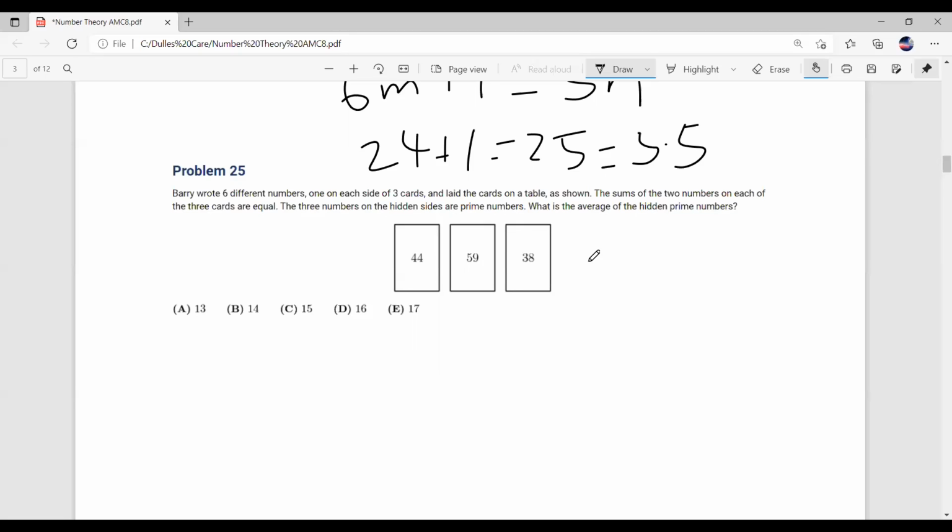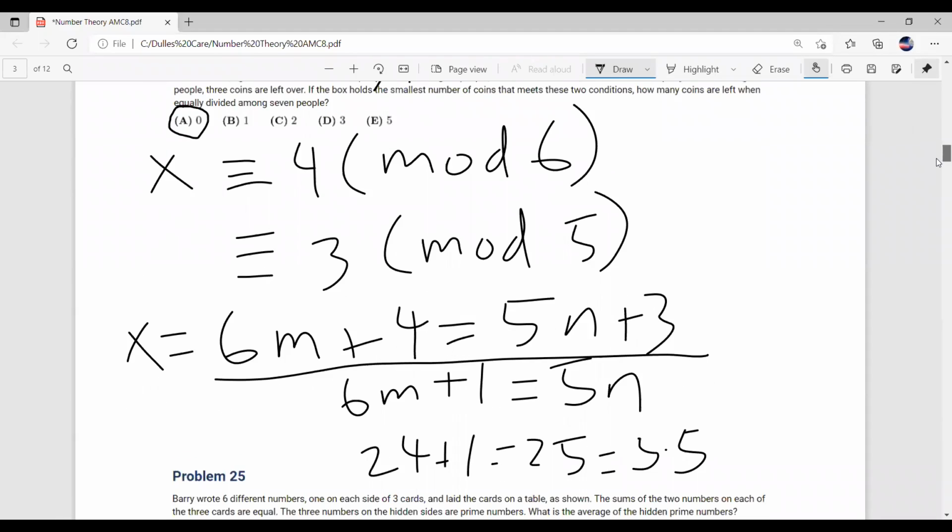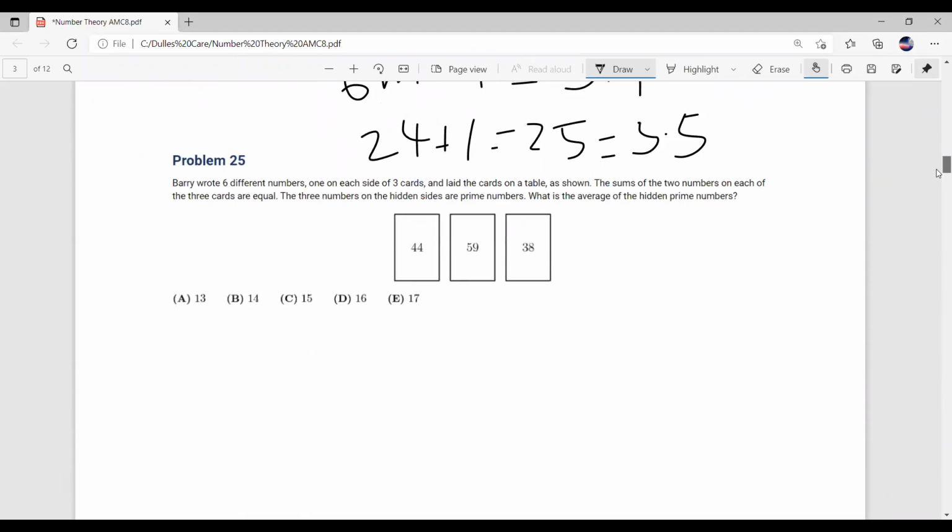By the way, I meant to say 28 over 7, which has a remainder of 0. All right, moving on to problem 25. So y'all all understand that basically 28 divided by 7 has a remainder of 0, so our answer is 0. That's essentially the problem.